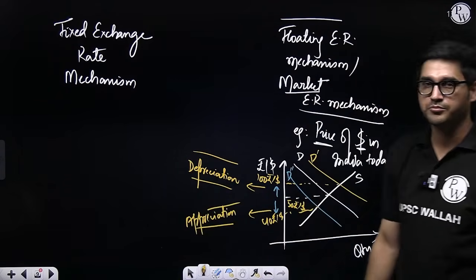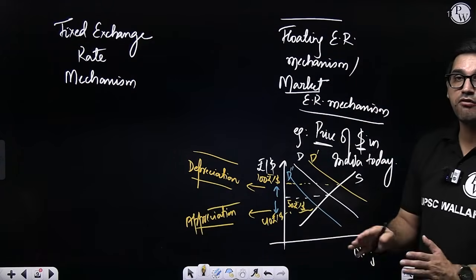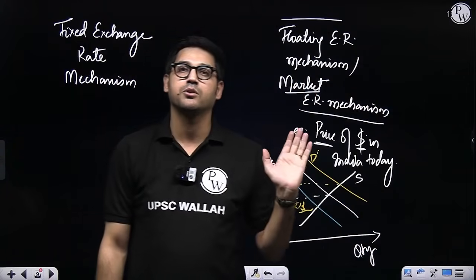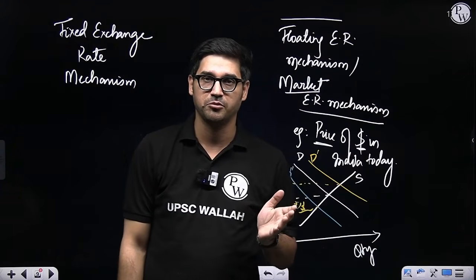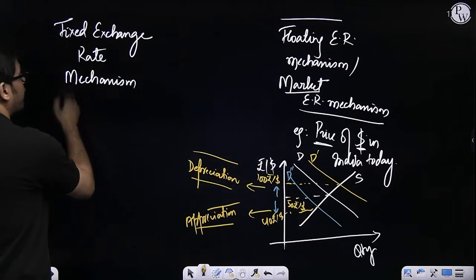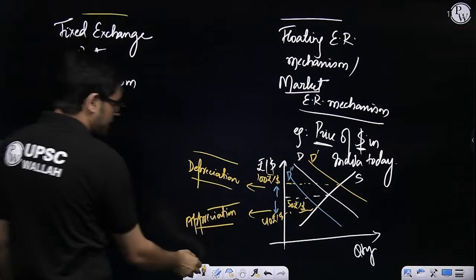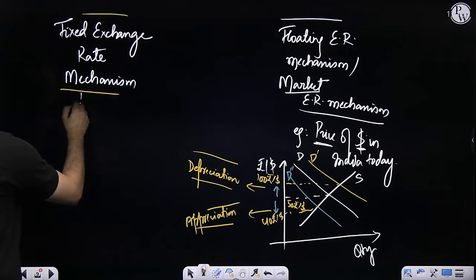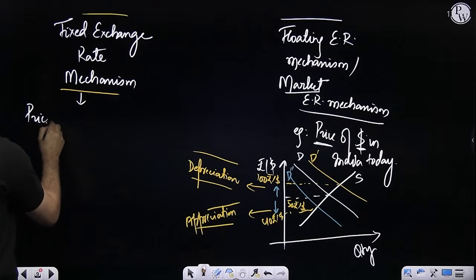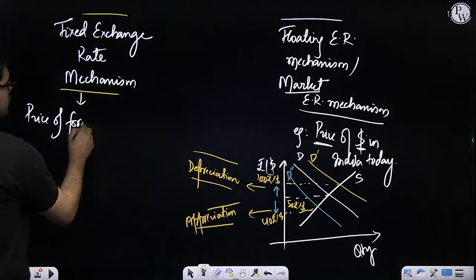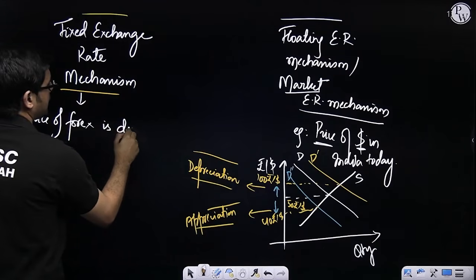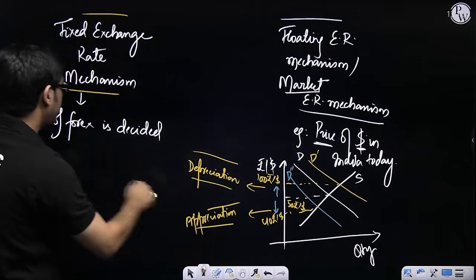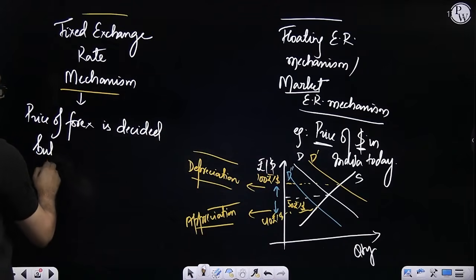This is what is called the floating exchange rate mechanism, when the price of foreign currency is being decided through the market forces of demand and supply. What is the fixed exchange rate mechanism? It's very simple. Fixed exchange rate mechanism simply means when the price of foreign currency is decided not by the market forces of demand and supply, but by authority.